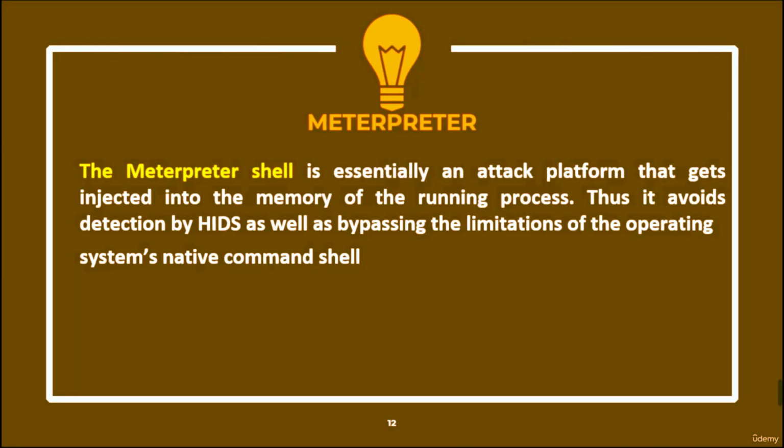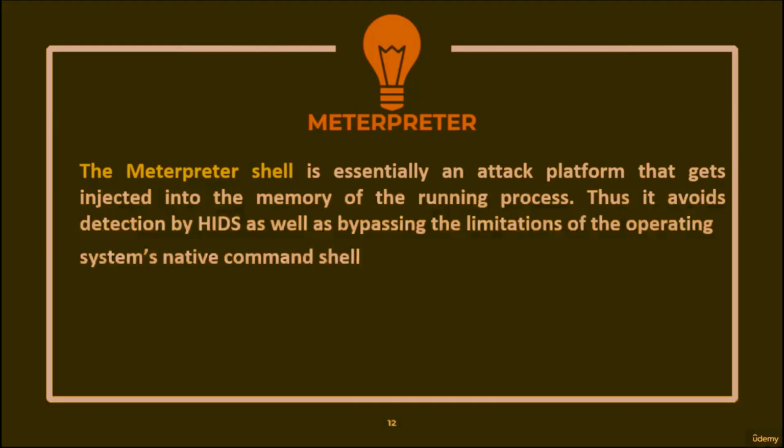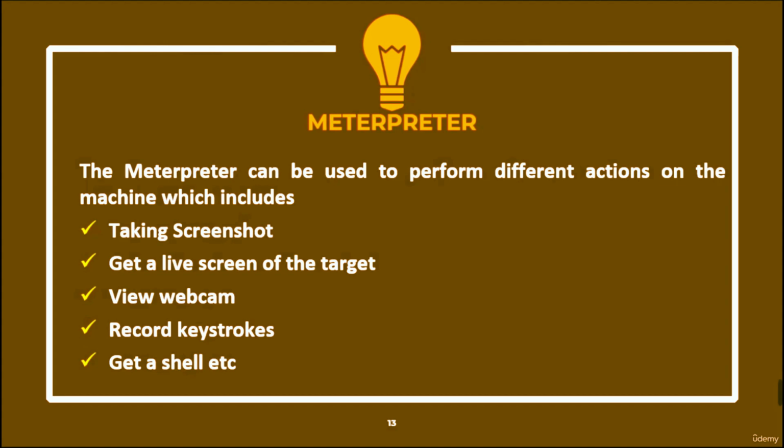Meterpreter is essentially an attack platform that gets injected into the memory of a running process. Thus, it avoids detection by antivirus systems as well as bypasses the limitation of the operating system's native command shell. It can be used to perform different actions on the machine, which include taking a screenshot, getting a live screen of the target, viewing the webcam, recording keystrokes or getting a shell, etc.